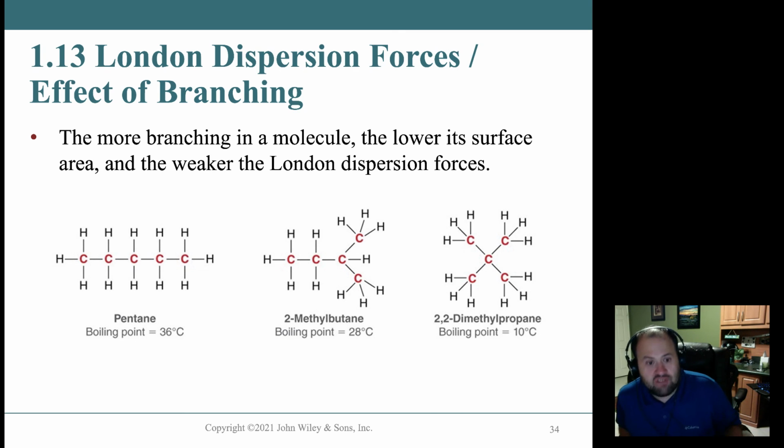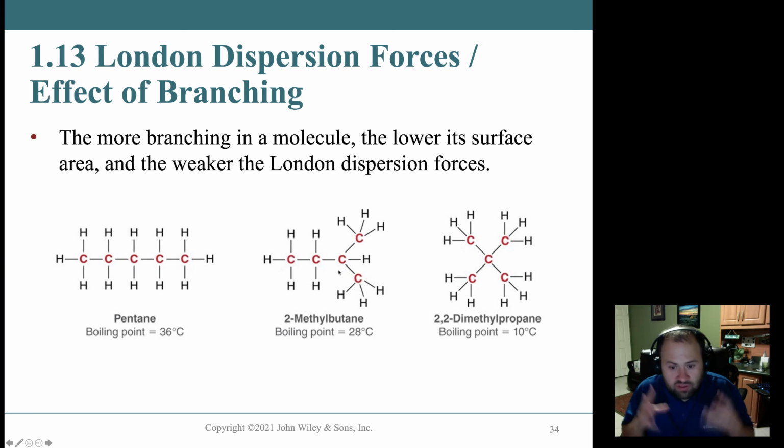The branching effect is really essentially what we mentioned with the surface area earlier. It's just an example of it. Pentane is more stretched out, so it has a greater amount of surface area where those induced dipole attractions can form at any moment. The more branched the molecule gets, the more compact it gets. Even though it's the same mass, it's more compact, it has less surface area, there's less opportunities for those induced dipole moments to occur when it has a smaller surface area.